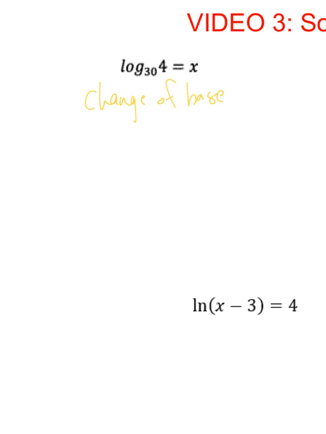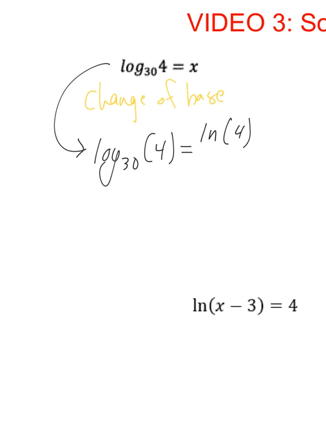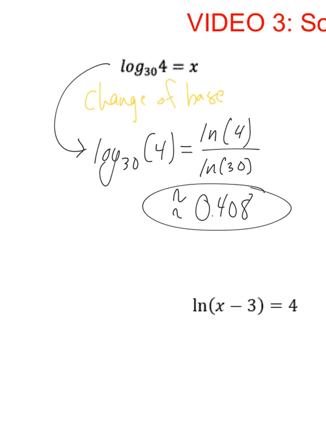All right, what the change of base formula lets me do is, when I'm evaluating log base 30 of 4, I can evaluate that with any base I want. So I'm going to switch to the natural log because my calculator can do the natural log. I'm going to take the natural log of 4 instead of the log base 30, but then I'm going to divide by the natural log of 30. And this is approximately 0.408. So we can actually just solve that one as is.